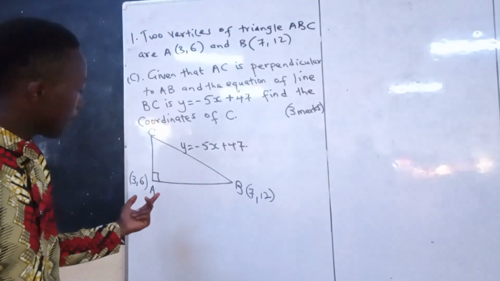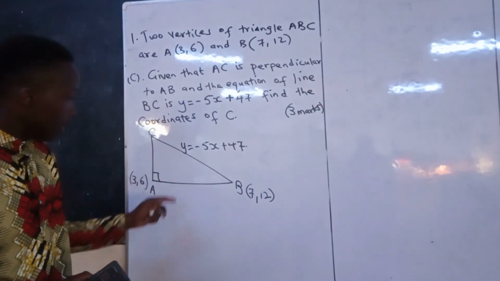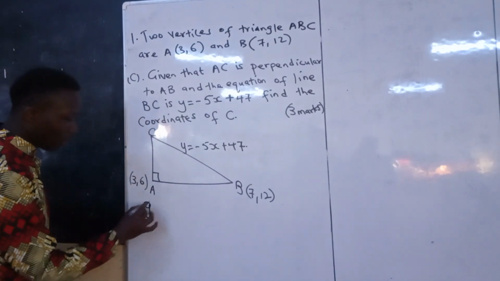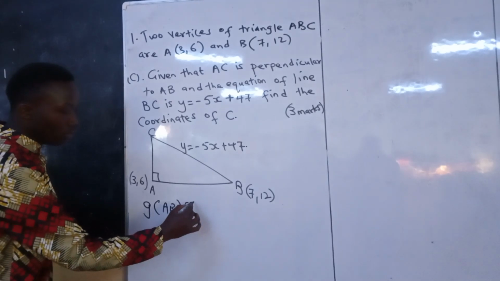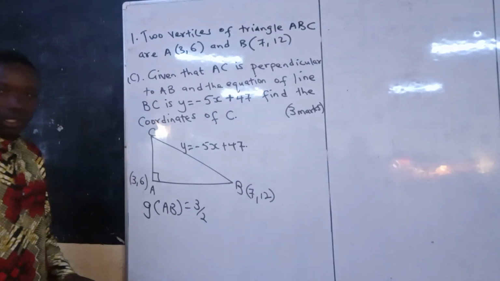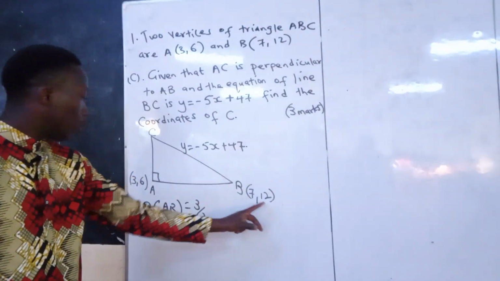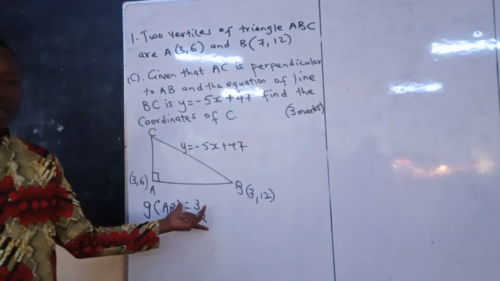So, very fast, for us to determine the coordinates of C, we need to find the gradient of AC. And for us to get the gradient of AC, remember the gradient of AB was equal to 3 over 2. And how did we obtain the gradient of AB? It was change in y, 12 minus 6, over change in x, 7 minus 3. We had 3 over 2.